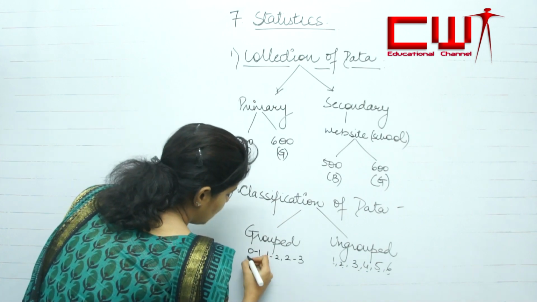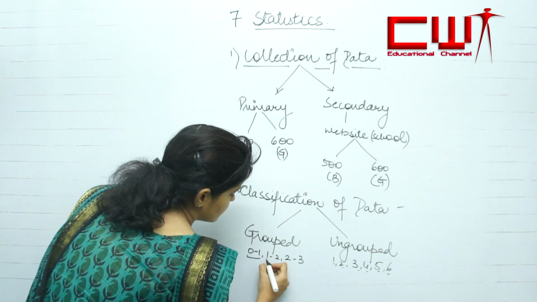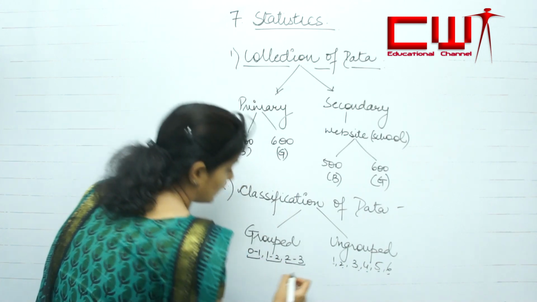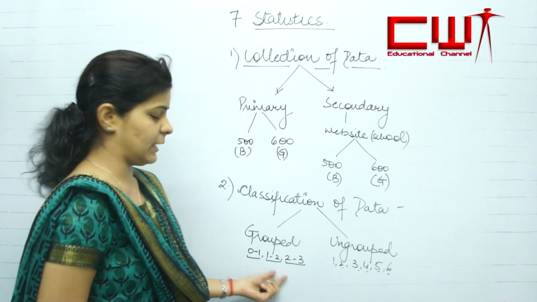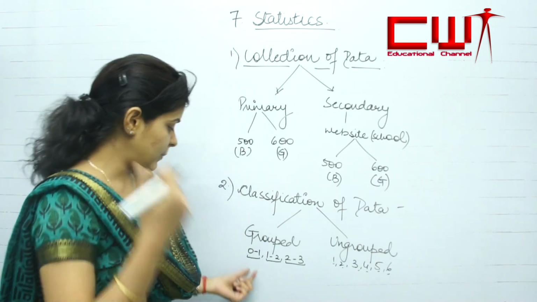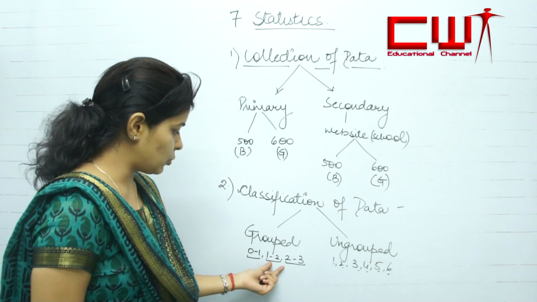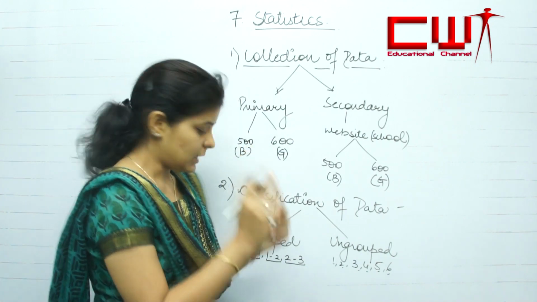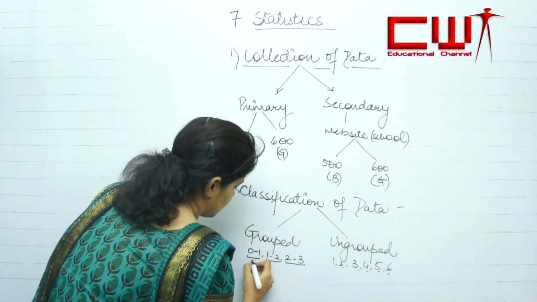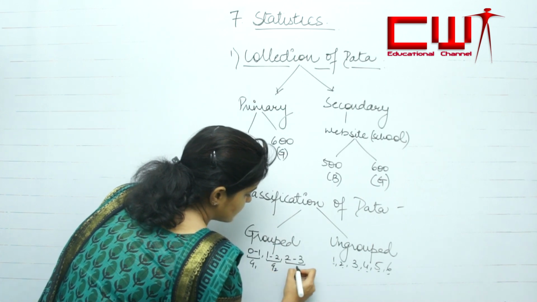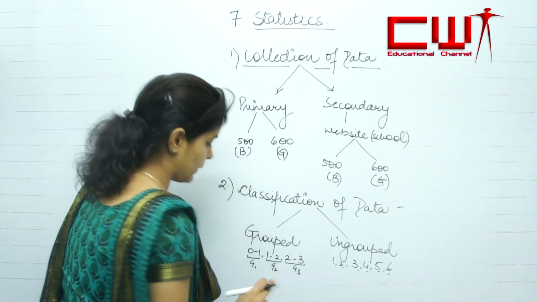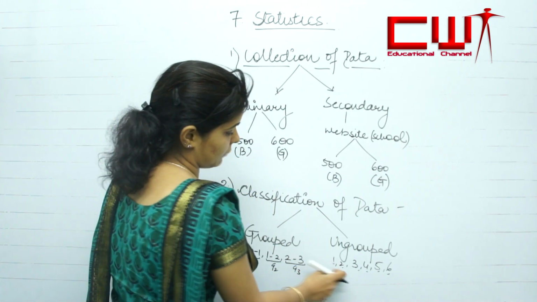you are grouping it. This is one group, 0 to 1. This is another group, 1 to 2, then 2 to 3. It means you are ranging the data. All the data that will be 0 to 1, 1 to 2, 2 to 3, you are making groups. This is group 1, this is group 2 and this is group 3. G means group. But here you are writing individual numbers.